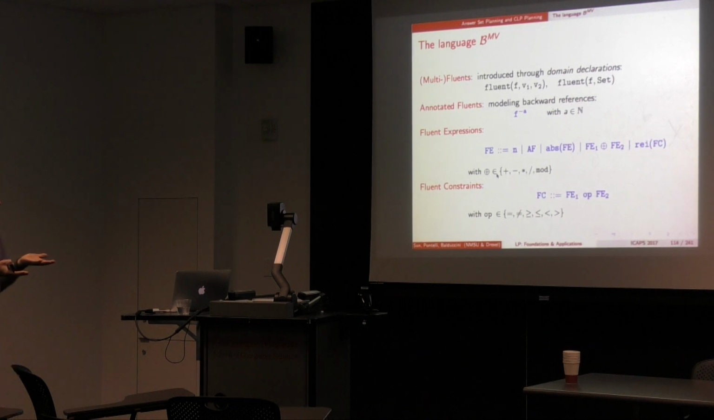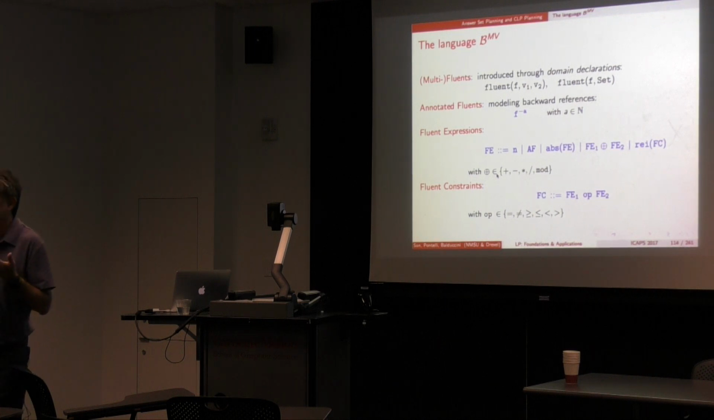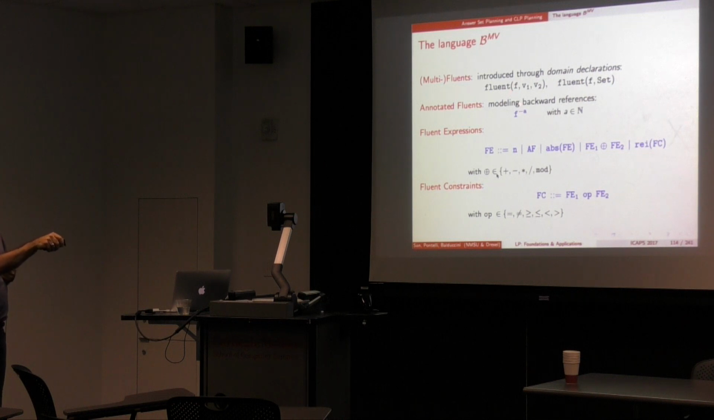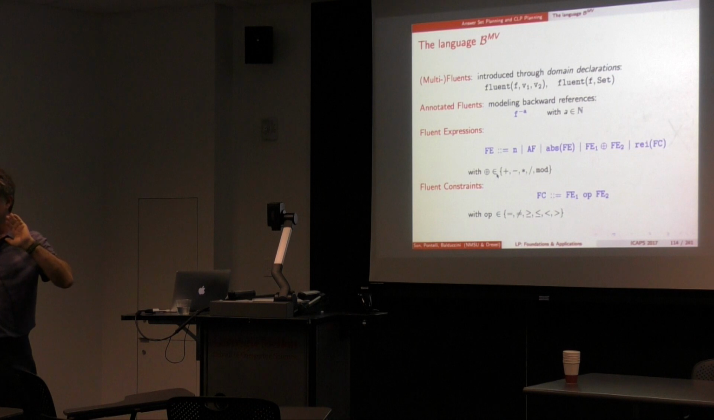So we invented this language where the fluents, instead of Boolean, can be multi-valued, because we map the fluents to constraint variables. There is no reason to limit to 0, 1. We can actually have a domain attached to that. So we can declare variables as fluents that have a value between v1 and v2, or maybe even a set of possible values.